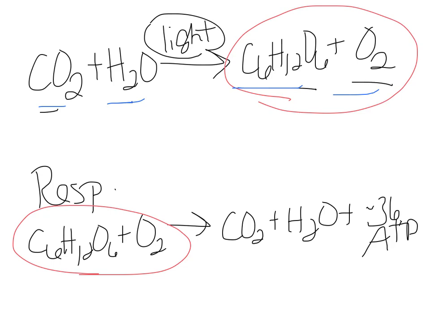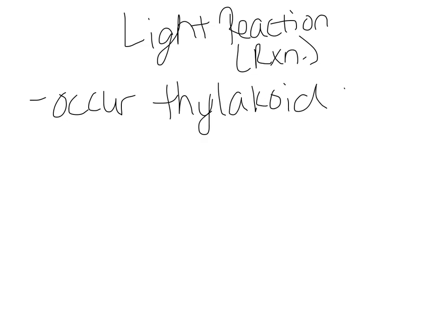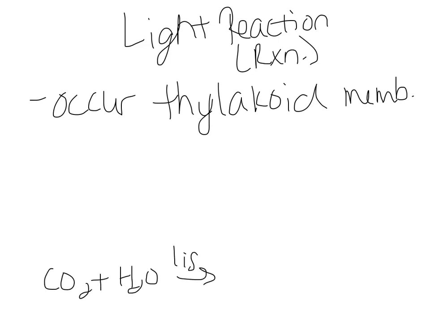And photosynthesis has two steps to it. It has the light reaction and then the Calvin cycle. So the light reaction of photosynthesis is going to occur on the thylakoid membrane. So in those stacks of grana, on each of those individual thylakoid membranes is where this light reaction is going to occur. And remember our overall equation of carbon dioxide plus water with light is going to give us glucose and oxygen.